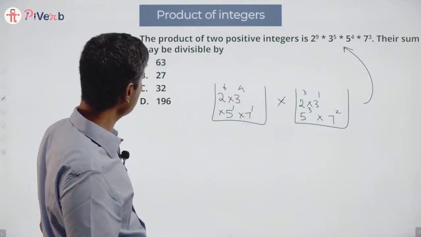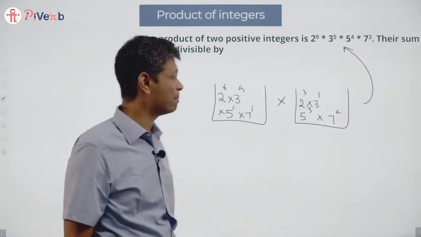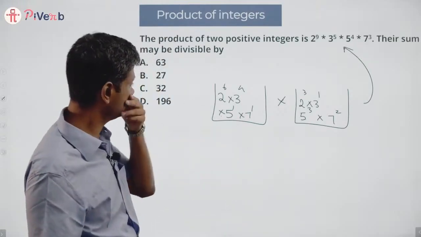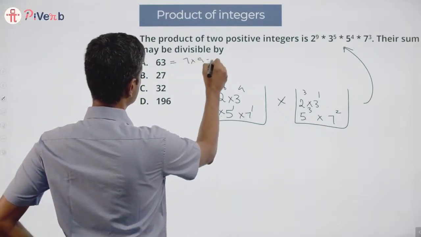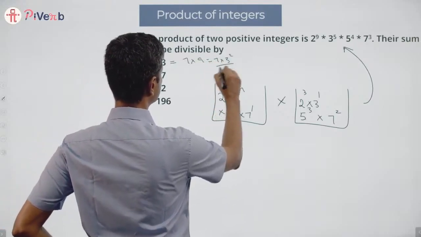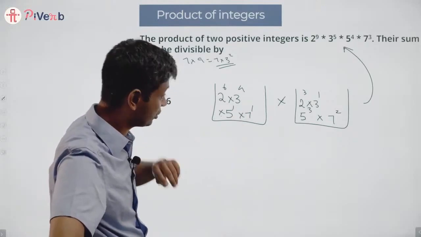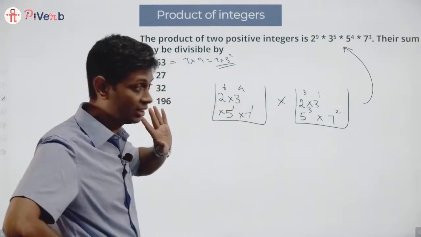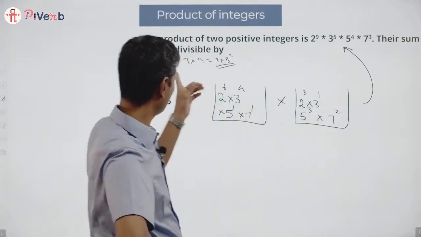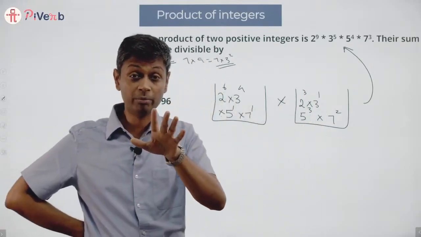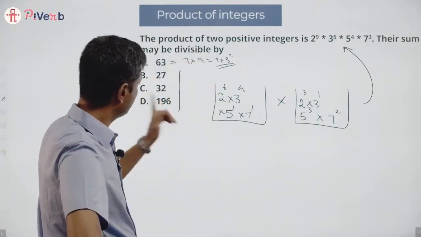Some may be divisible by 63. Let's look at this example. 63 is 7 × 9, which is 7 × 3^2. Will it be divisible by 7 × 3^2? This number is a multiple of 63, since 7 and 3^2 are sitting here. This number is not a multiple of 63. This combination doesn't work, but some other combination may work. Right? And then we'll have to worry about each of these.